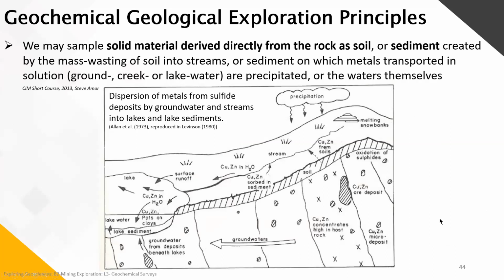So we see the same phenomenon here within solid material derived directly from the rock as soil or sediment, created by the mass wasting of soil into streams, or sediment on which metals would be transported in solution, so either into the ground, into creeks or lake areas. And these precipitated are the water themselves.